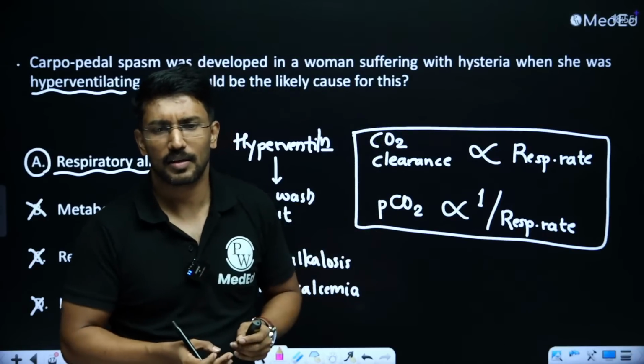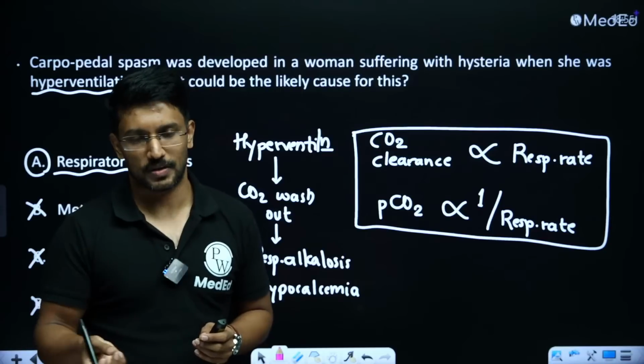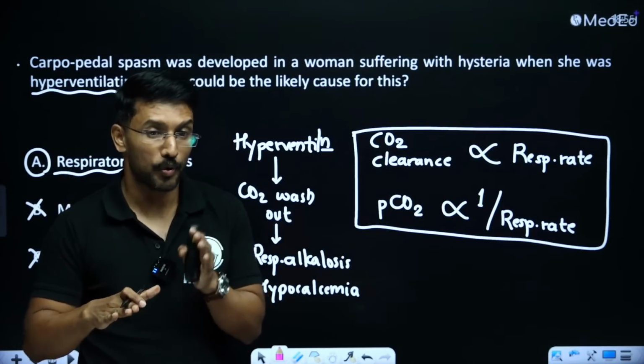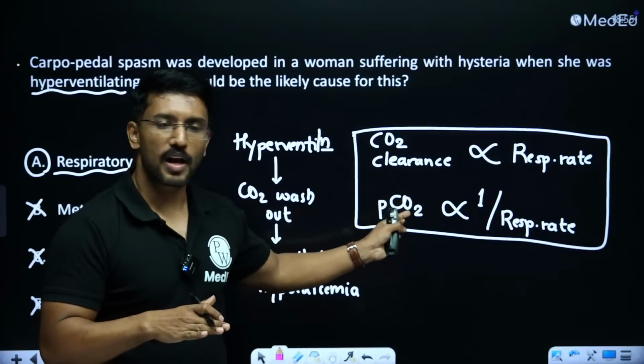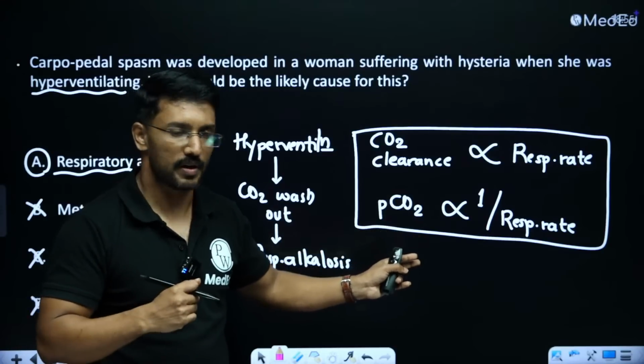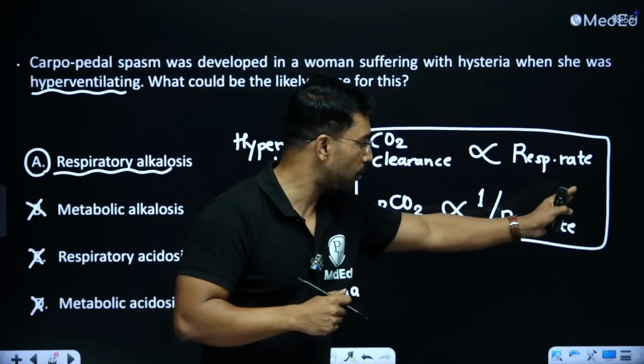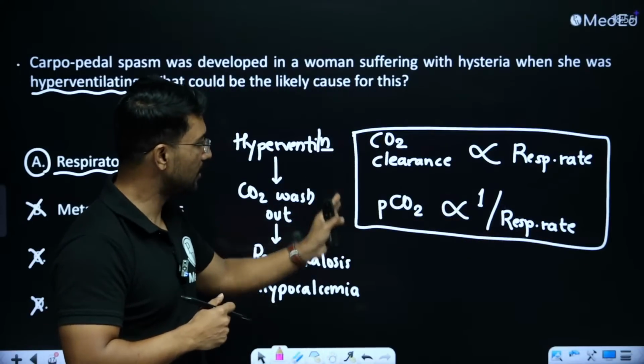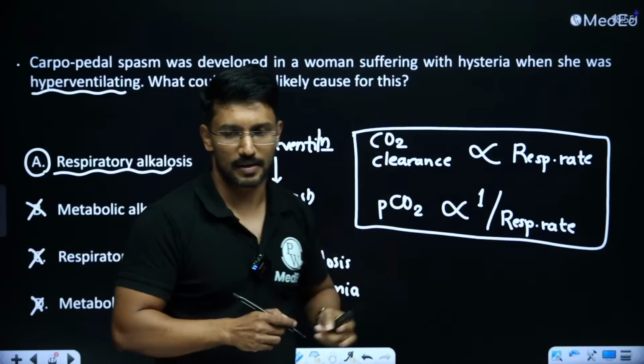A very classical example is when you give narcotics or opioids, the respiratory rate decreases, and opioids are known to cause carbon dioxide retention or type 2 respiratory failure, because once you give opioids, the respiratory rate starts decreasing, carbon dioxide clearance starts decreasing, blood carbon dioxide level starts increasing.